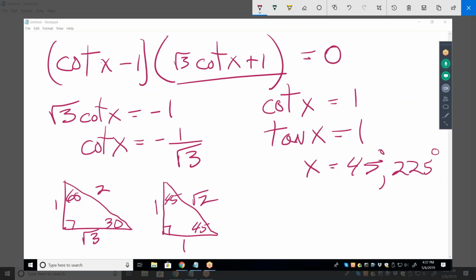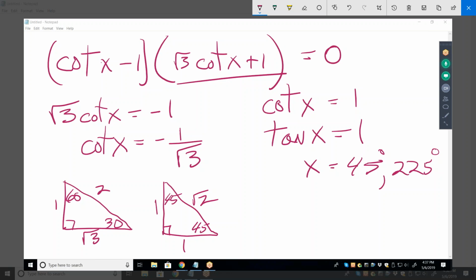Which angle? You've got two choices here. It's either the 30-60 or the 45 triangle. Okay, it's the 30-60 triangle, but which angle in that triangle is the cotangent equal to 1/√3? Let me ask you this. Which angle is the tangent equal to 1 over root 3? 30 degrees. Okay.